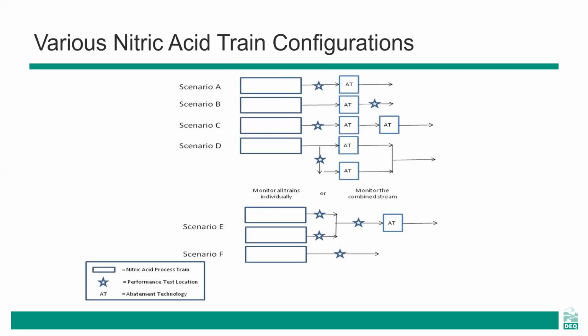Here we are looking at the 6 nitric acid train configurations that may be encountered at a nitric acid production facility. The process trains are represented by rectangles, while performance test locations are indicated by stars. Abatement technologies are represented by squares. Abatement technologies primarily consist of non-selective catalytic reduction of the effluent in the process stream that will become the stack gas.